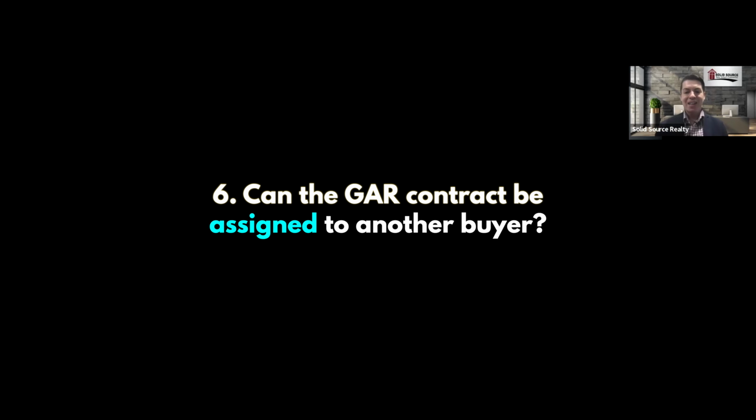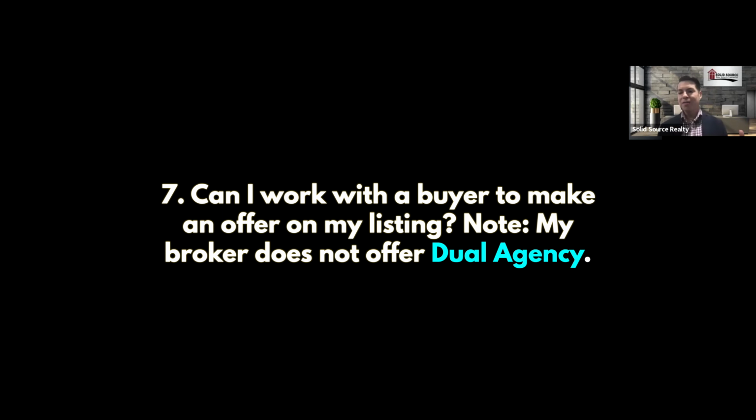Okay, so number 7, can I work with a buyer to make an offer on my listing? Note, my broker does not offer dual agency. So if you're licensed here at Solid Source, we don't offer dual agency. Most brokers in Georgia don't offer dual agency, but you could work with a buyer to make an offer on your property. You would need to disclose to that buyer that the seller is your client and the buyer would simply be a customer.